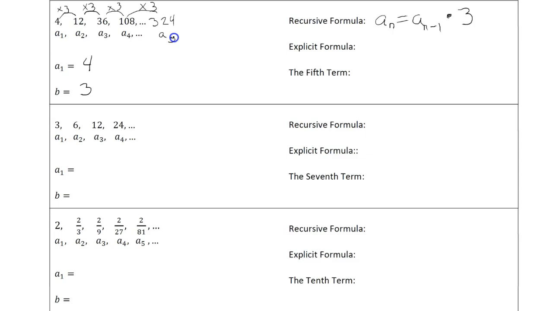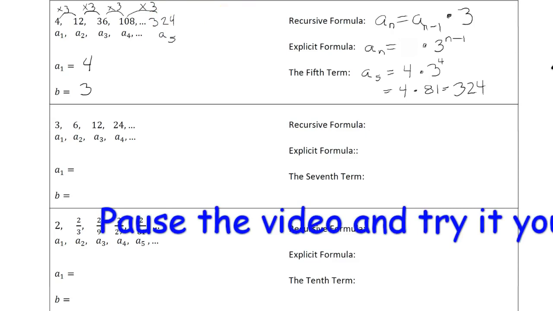The explicit formula allows you to find any term as long as you know the first term and the ratio. It is a sub n equals the first term, which is 4, times the ratio, which is 3, to the power of 1 less than n. To find the fifth term, we write a sub 5 equals 4 times 3 to the fourth, because 4 is 1 less than 5. This equals 4 times 81, which equals 324. The same answer we got by the other method. Now pause the video and try the next example yourself.